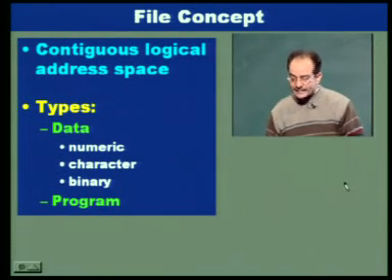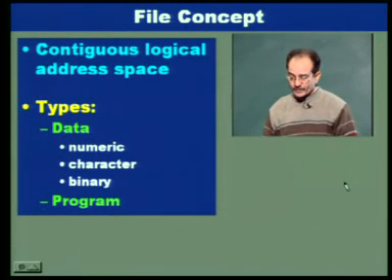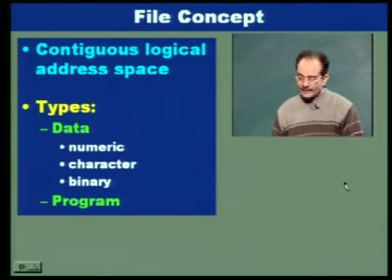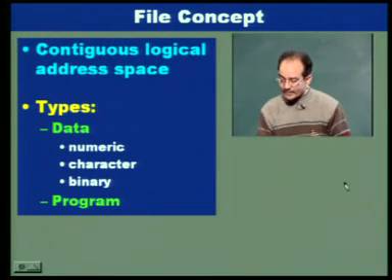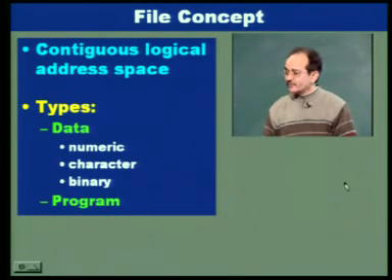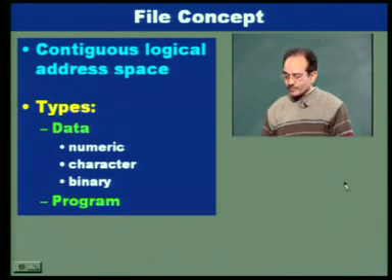Now, the question arises, what exactly is there in a file? There are various types of files. It can be a data file. Once I say it is a data file, it is nothing but numeric characters that can be in that file, or it can be characters, or it can be binary files. All your executable files are nothing but binary files, or your program files.